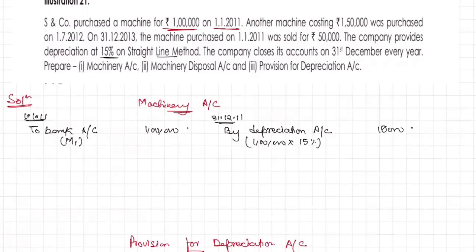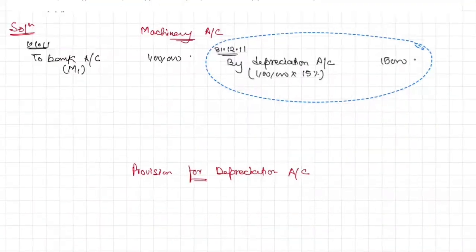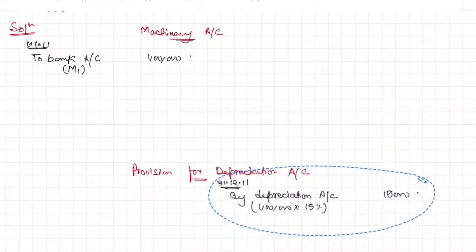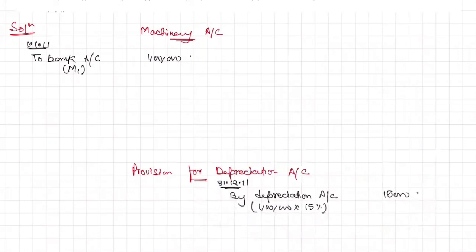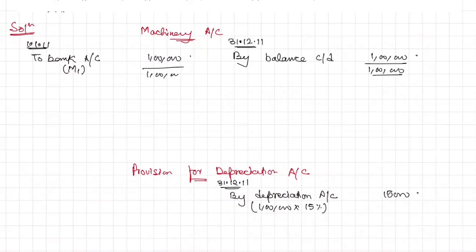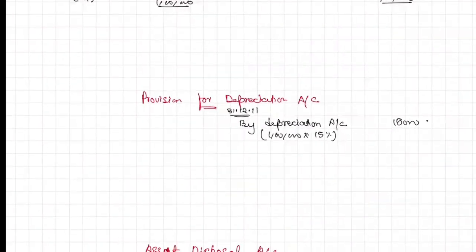Now the only change is whenever there will be a provision for depreciation account, as I explained, the same entry will be located in the provision for depreciation account. Okay. So what will happen over here? Here everything will remain the same. 31st 12 2011. It will be shown as by balance c/d 1 lakh. It will be 1 lakh only. Okay. And nothing has to be done over here. So again, there will be a closing balance.